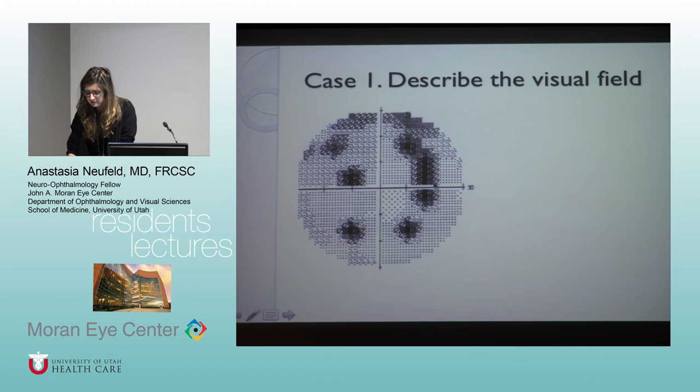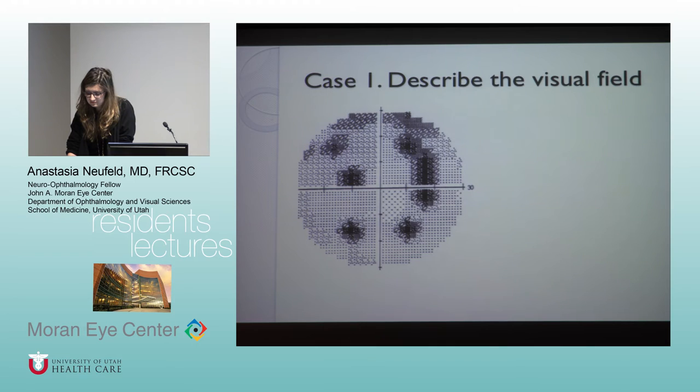30-2. So you have 1, 2, and 3. This is 30, so it gives you 30 degrees from fixation. And which eye is this? I think this is the right eye. It is the right eye. And why don't you think this is a blind spot? Why do you think it's a physiologic blind spot? Physiologic blind spot.